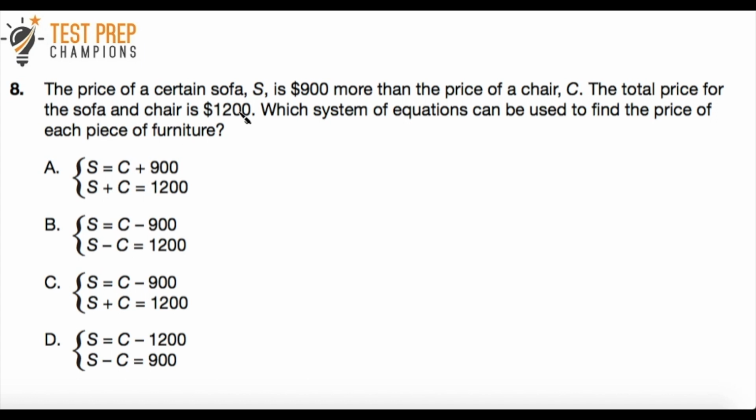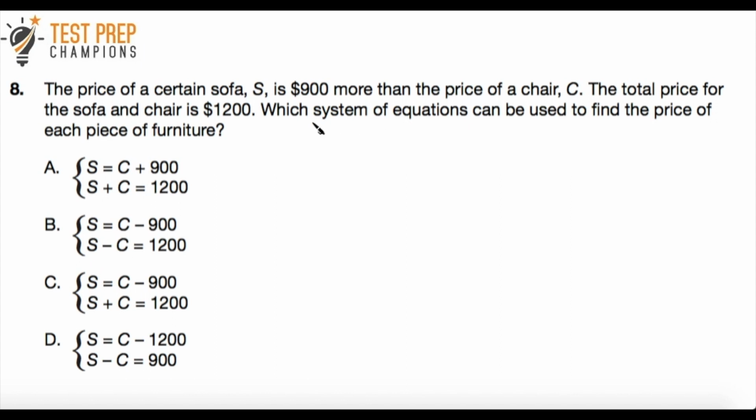Question 8. The price of a certain sofa, S, is $900 more than the price of a chair, C. The total price of the sofa and chair is $1,200. Which system of equations can be used to find the price of each piece of furniture? So go ahead and pause the video now and try to figure this out. All right, let's go over this.